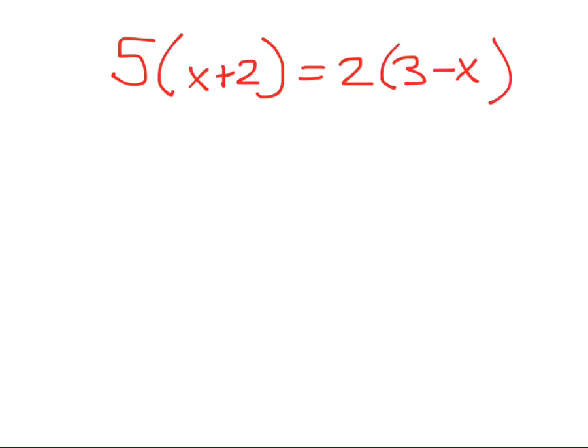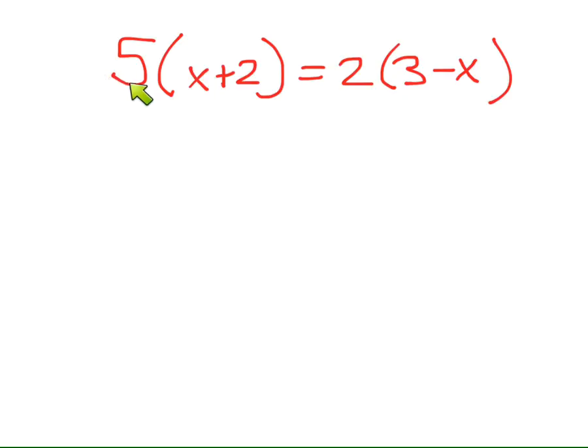So I have 5 times the sum of x plus 2 equals 2 times the difference of 3 minus x. I want to solve this equation for x. I now have x's on both sides, but here I have some parentheses. I have some multiplication going on that I would like to simplify first.